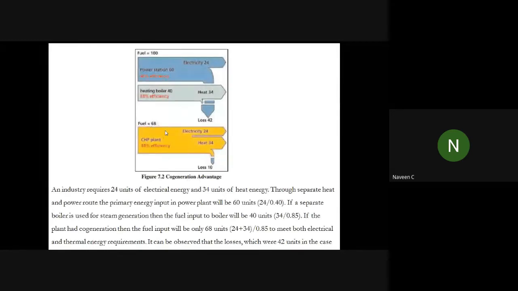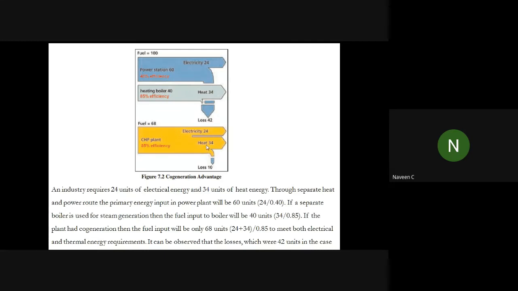So if you give 68, electricity will also be generated and heat also will be generated, 34 units of heat, and the loss will be only 10%. Why? Because you are generating both the process, both the outputs, combinedly. Suppose you need heat, after the heat is used, the rejected heat can be used for electricity, or you need electricity. Once your turbine has generated the required 64 units of power, the outlet of the turbine can be used for the heating process.